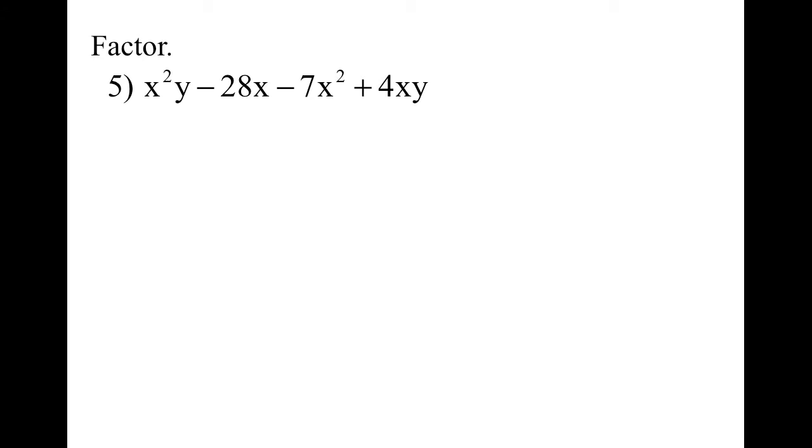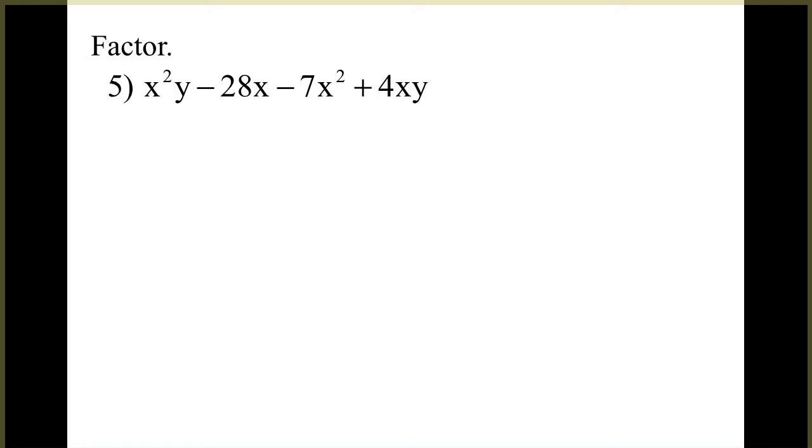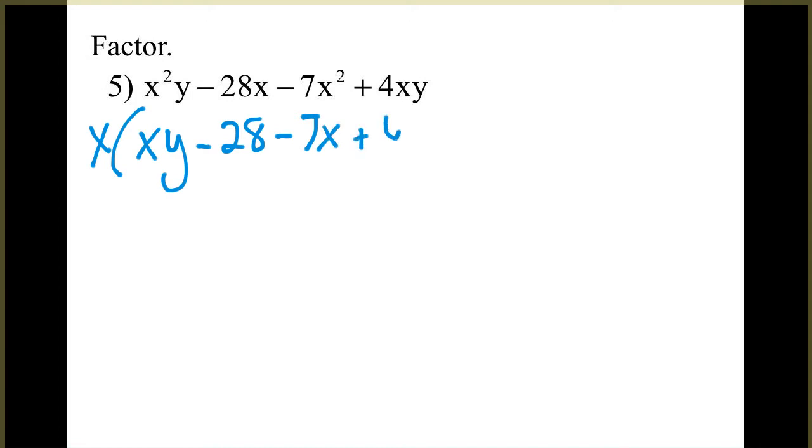All right. Number 5, pause the recording and see if you can do this on your own. Now check your work. Step 1, divide out a GCF, and I have an x that I can pull out of everything, so I'm left with xy minus 28 minus 7x plus 4y.